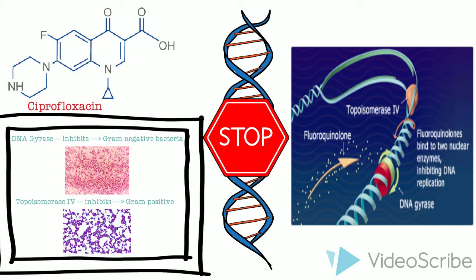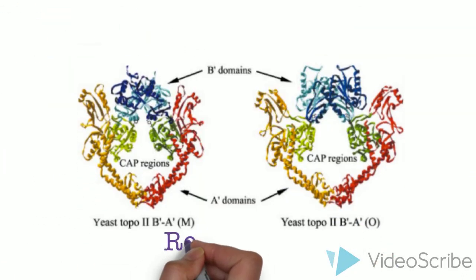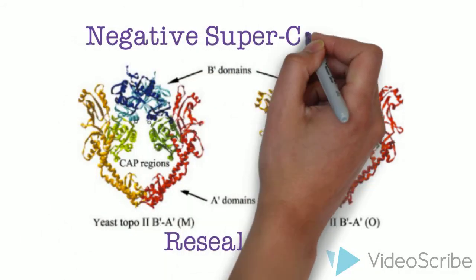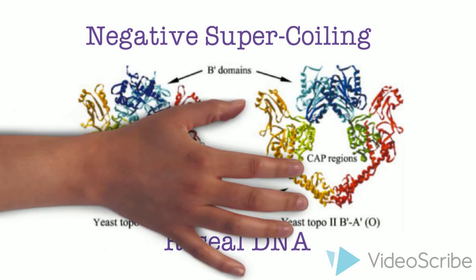DNA gyrase has the same role as topoisomerase 4 in reverse, and is required when the DNA double helix is being supercoiled after replication and transcription. DNA gyrase consists of 2 A subunits which cut and reseal DNA and 2 B subunits which induce negative supercoiling.